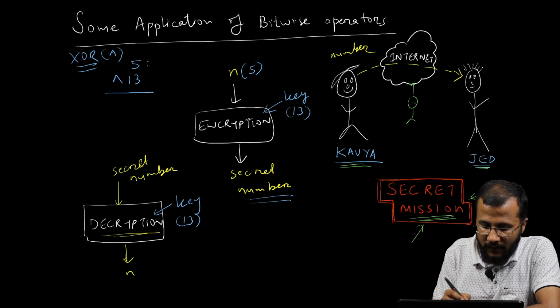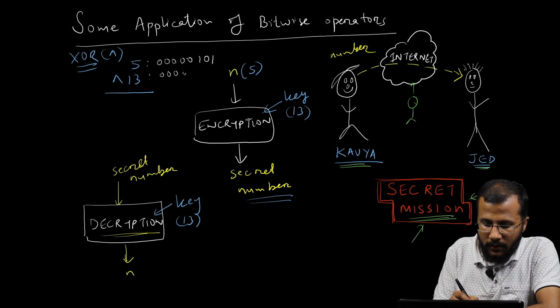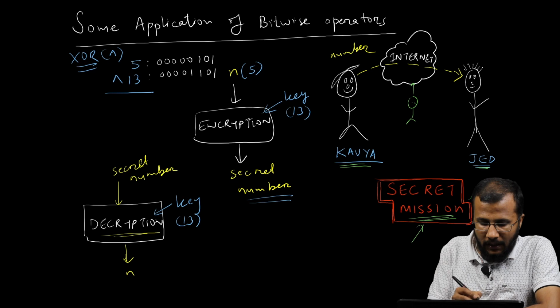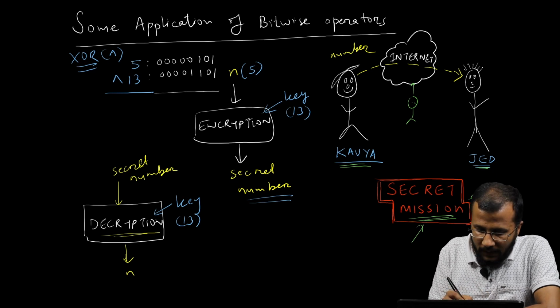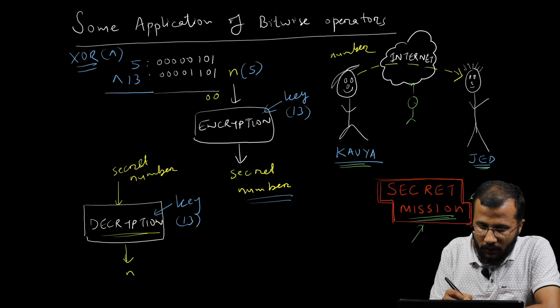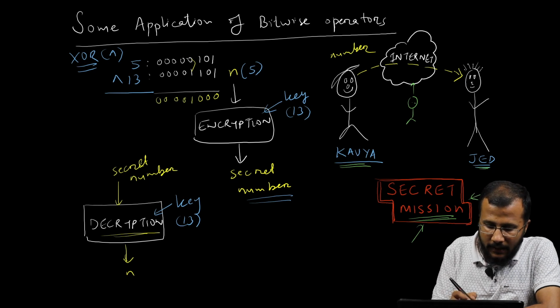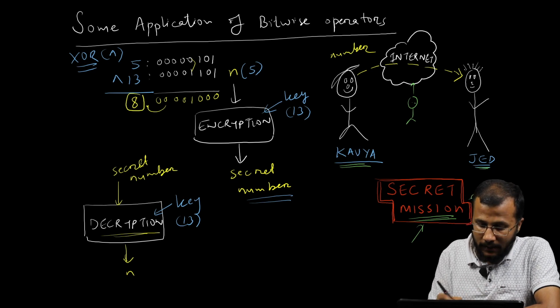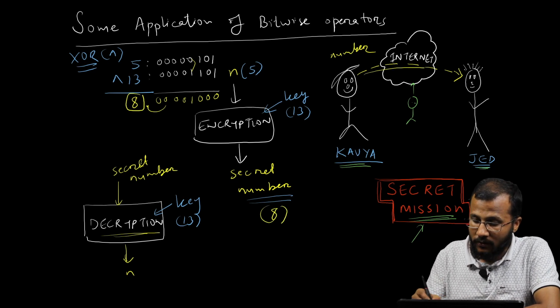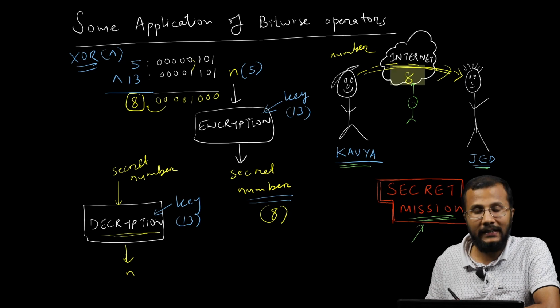What is 5? 5 is 0 0 0 0 0 1 0 1 and 13 is 0 0 0 0 1 1 0 1. Now if you perform bitwise XOR on this, 1 and 1 output is 0, 0 and 0 output is 0, 1 and 1 is 0. Whenever we have different bits, the output is 1. In all other cases, output is 0. So if you just look at this, it is nothing but 8 in decimal. So the secret code here is 8. So she is actually going to transmit the number 8 via the internet.